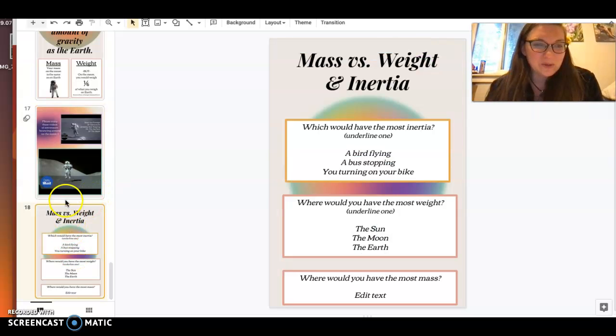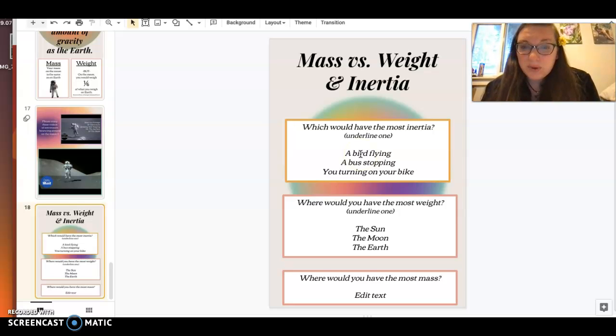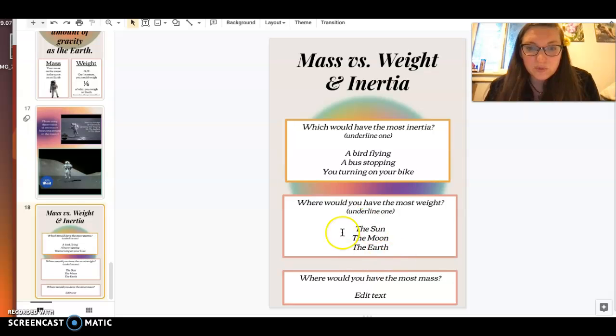And here are some real quick questions about mass versus weight and inertia. So which would have the most inertia? A bird flying, a bus stopping, or you turning on your bike? It's going to be a bus stopping, because the amount of inertia is always determined by how much mass something has. So where would you have the most weight?